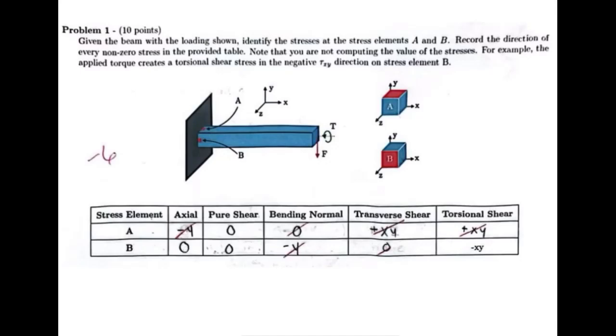In this video, I'm going to discuss the first problem from our exam 1. This problem involves analyzing the stress elements on a cantilever beam under specific load conditions. The beam is fixed at one end with a downward force applied at the free end. Additionally, there's a torque applied in a counterclockwise direction when viewed from the end where the x-axis points towards you.